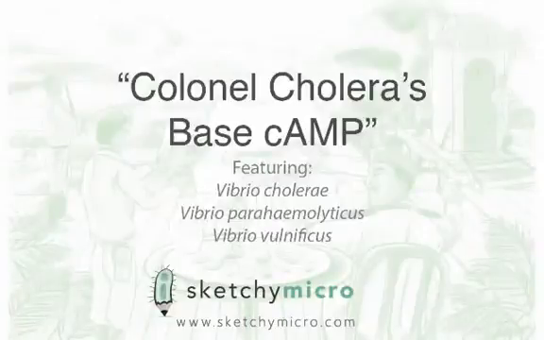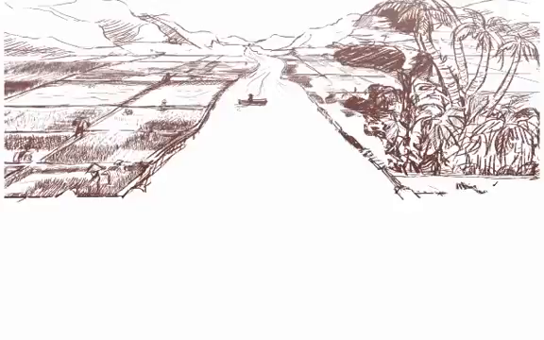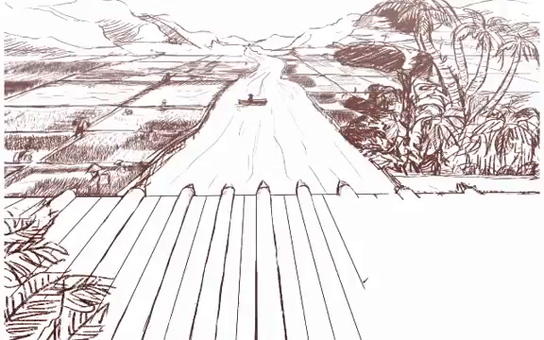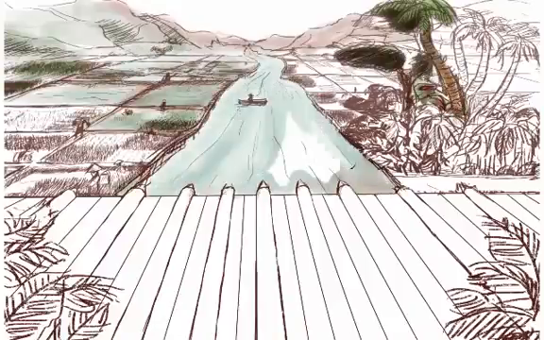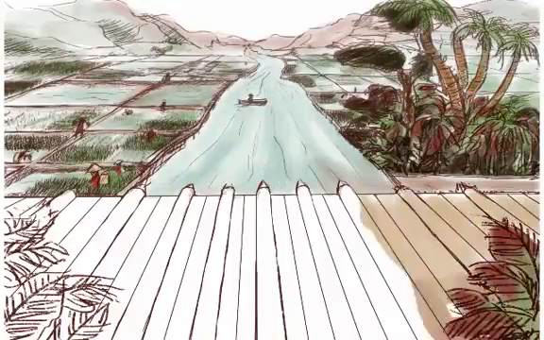In this segment, we're going to illustrate the genus Vibrio, which includes Vibrio cholerae and also includes the lower yield bacteria Vibrio parahemolyticus and vulnificus. The name of this drawing is Colonel Cholera's Base Camp. It takes place in a military camp in rural Southeast Asia. So let's start drawing the setting. The reason we chose Southeast Asia is because cholera is endemic to developing countries.